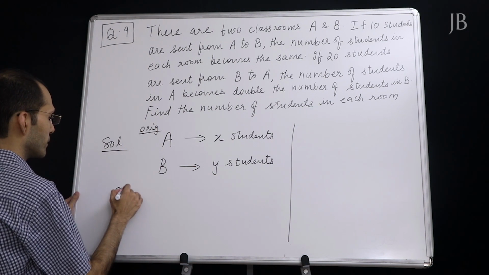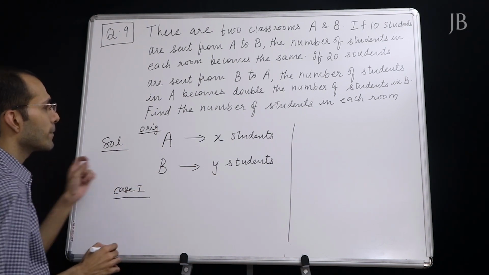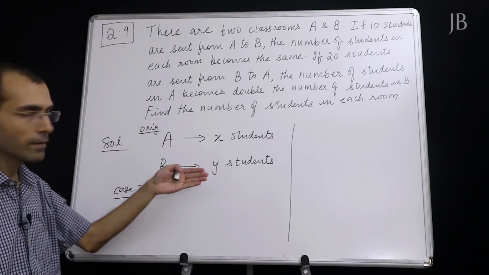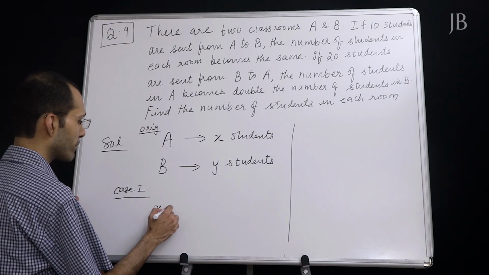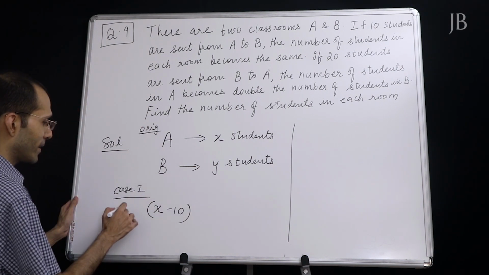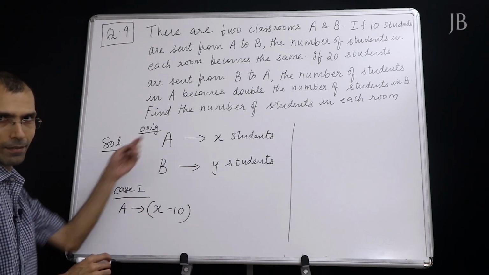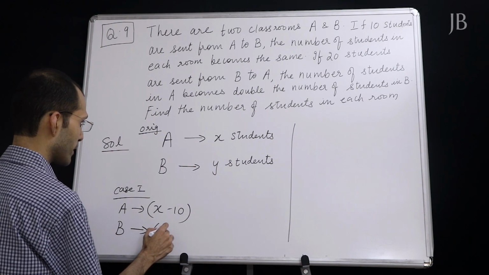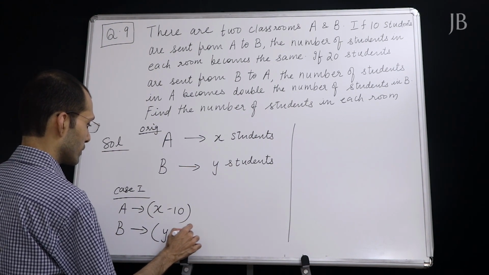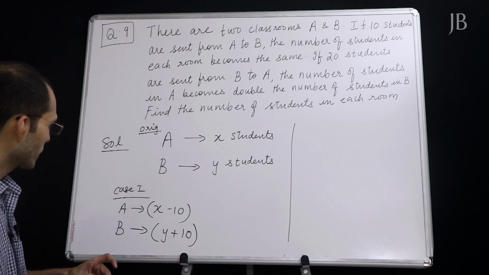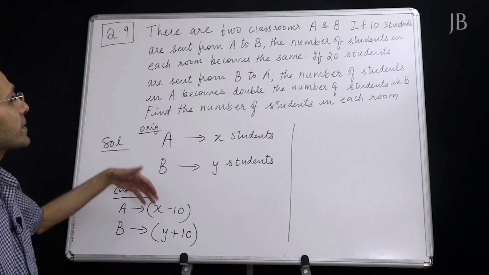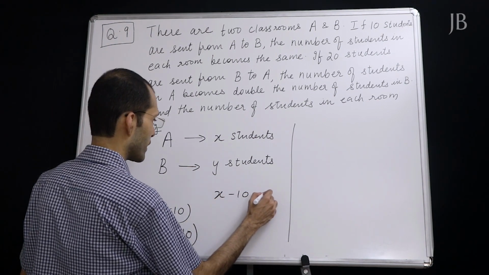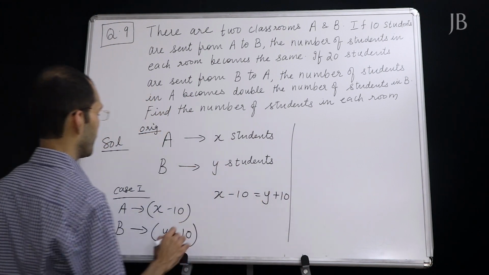Now this is case 1. If you send 10 students from A to B, how many students will A have left? A will have x minus 10, 10 fewer. And B will have y plus 10. But what they have said is that the students have become equal. So x minus 10 is equal to y plus 10.